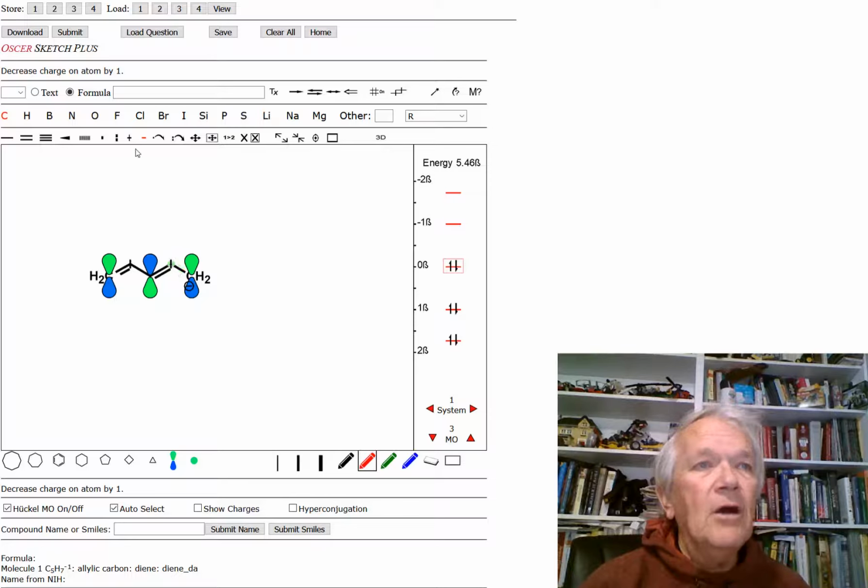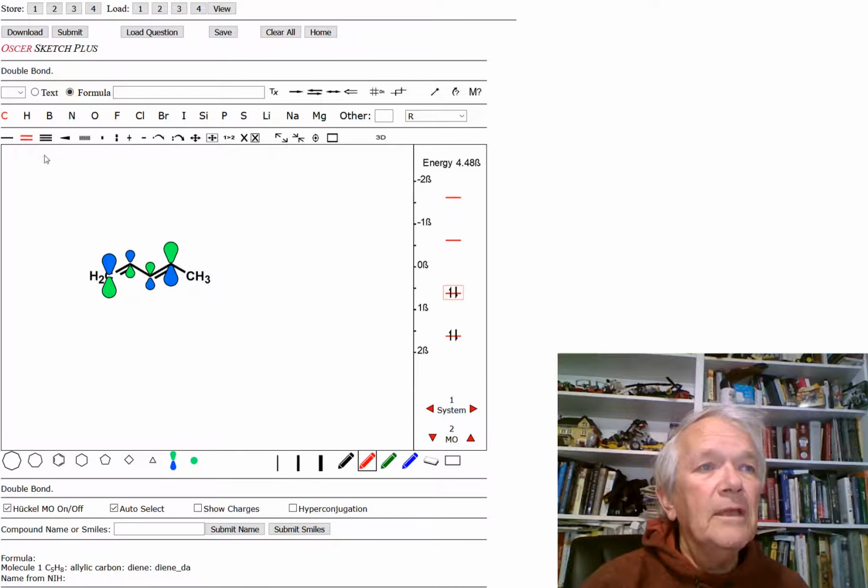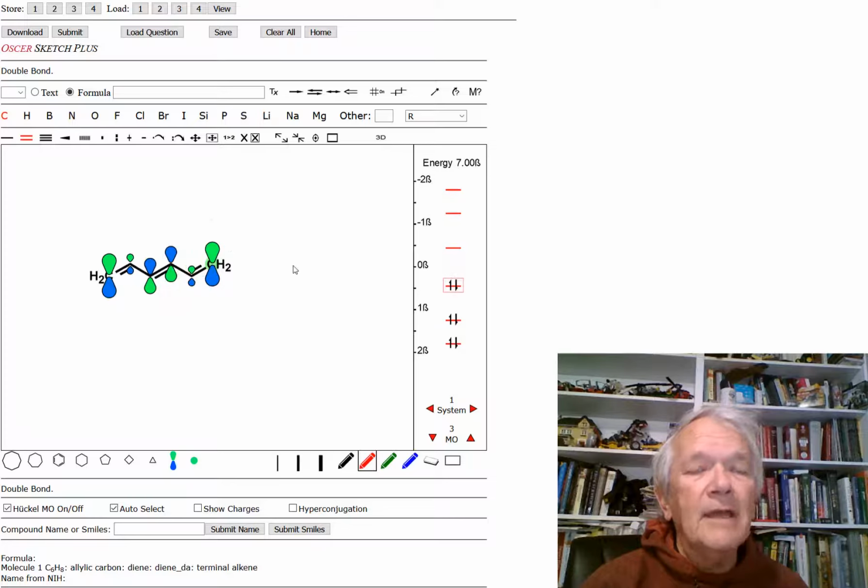So let's go on to a 6-atom system. So I'm just going to get rid of the negative charge temporarily here, and now I'm going to draw in 1 more double bond. And so now we have a 6-atom system. And in the 6-atom system, again, let me just go down to the bottom and start.